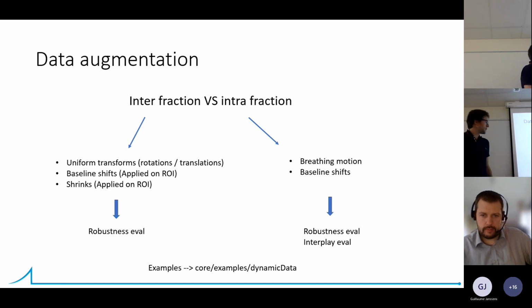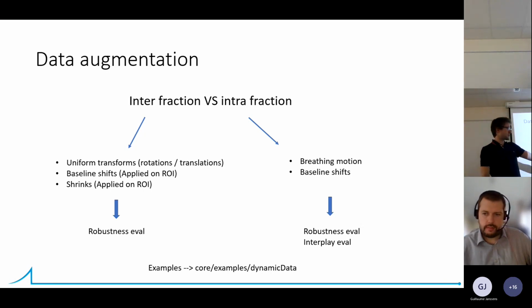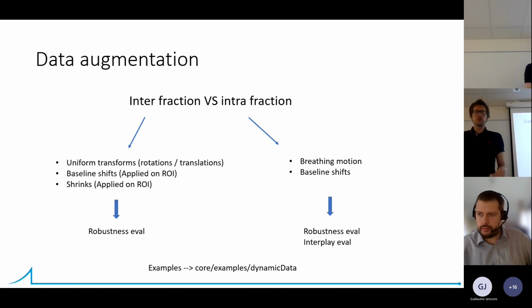target. It could also be used to evaluate the robustness of a plan afterwards, because you can simulate these different transformations and then compute the dose on this image. Is the dose still correct or not? And for the intrafraction, we can simulate different breathing motions. Baseline shift can also be used in intrafraction, and it can also be used for robustness or interplay evaluation. There are examples of these tools in the core example folder, dynamic data subfolder.